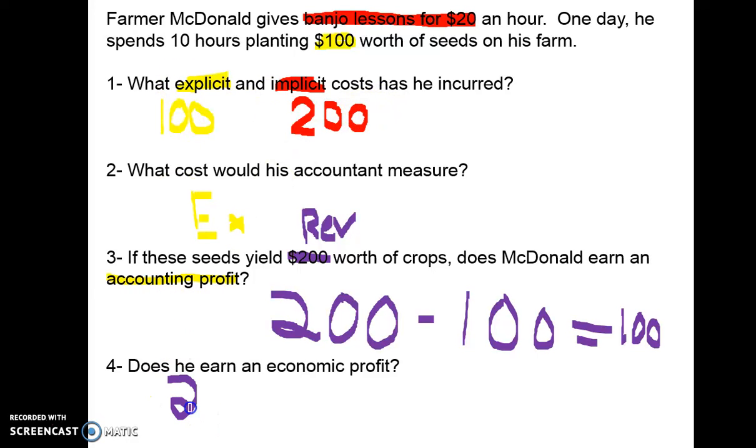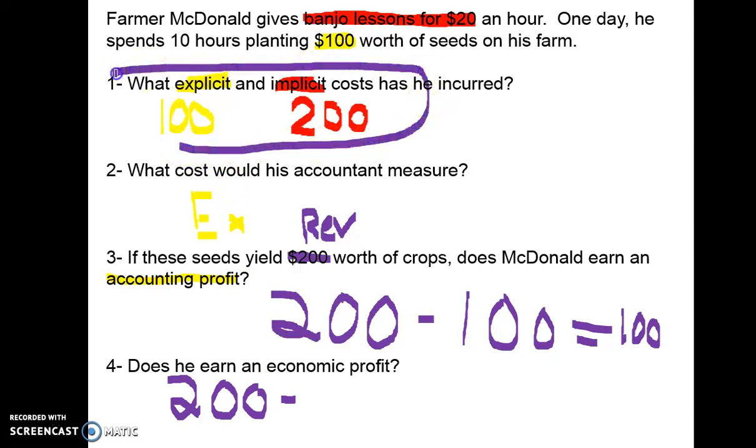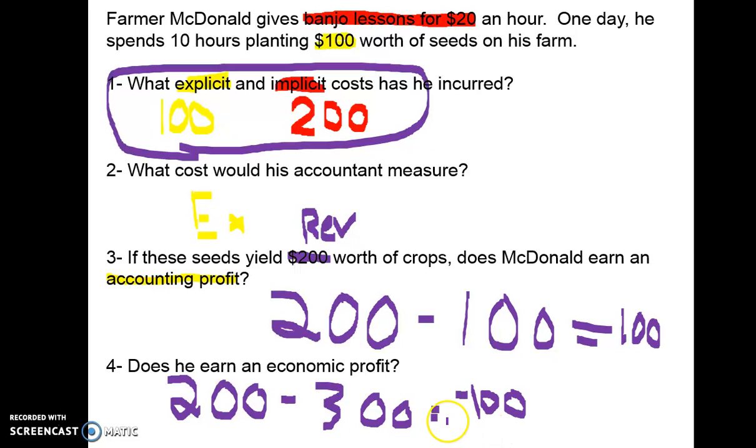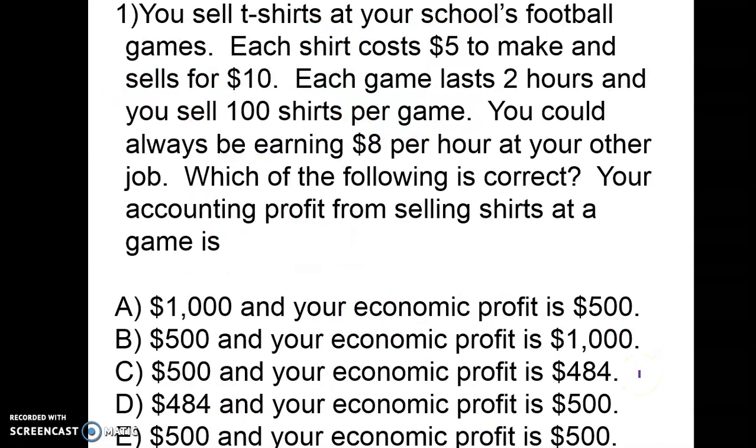But an economist is going to worry about both explicit and implicit. So that's 200 minus these two combined here, which is 300, which gets me a negative 100. So you notice economists say, hey, this is not a good idea. You'd be better off just to not buy the seeds and do your banjo lessons. Whereas the accountant says, you know what? This is fine. Dollars in, dollars out. You're coming out ahead. Good decision. So that one's that.